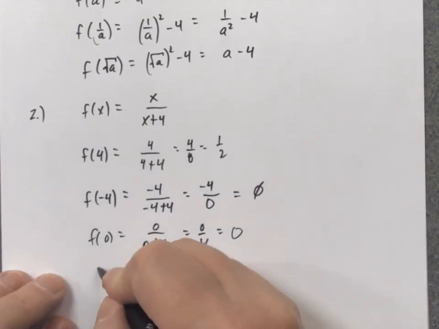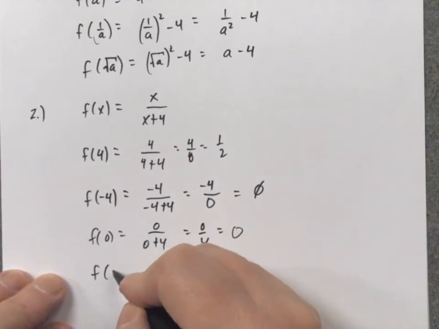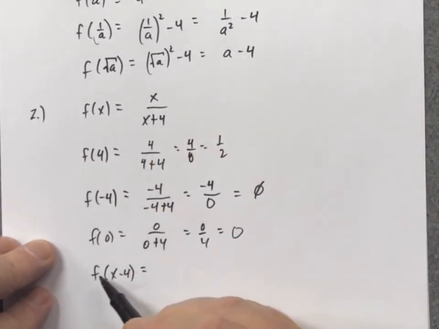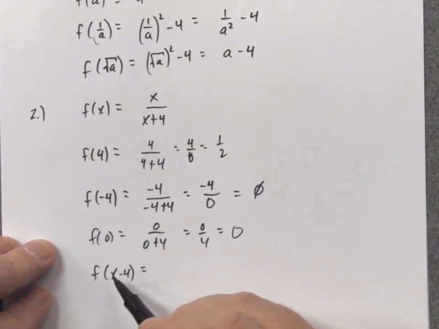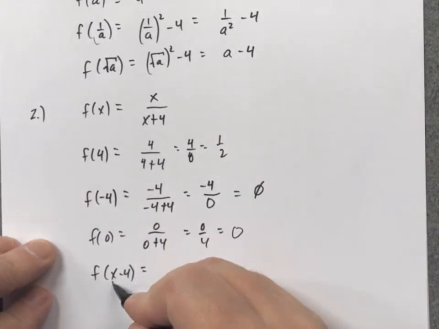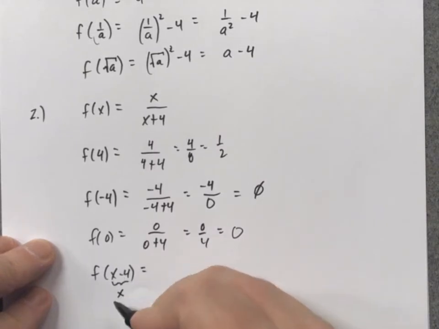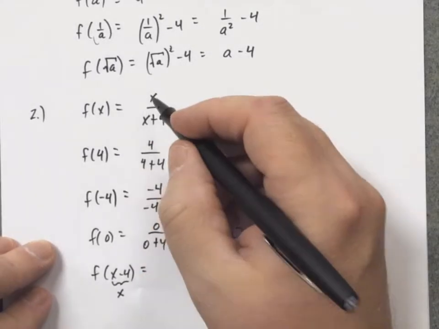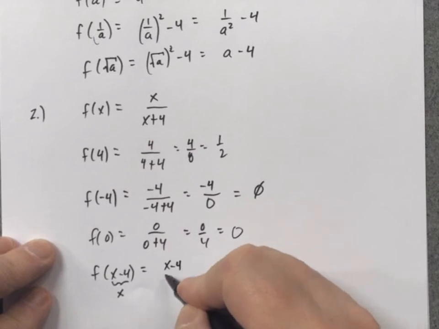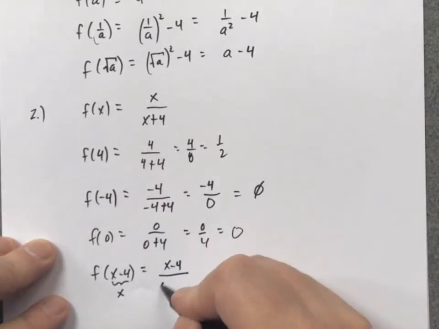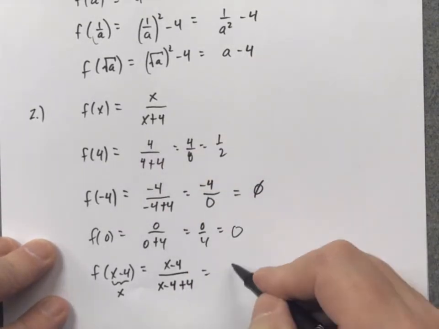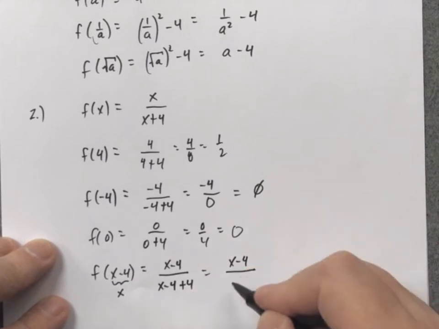And then the last couple, so these are a little different. F of x minus 4, but the principle is still the same. Here's my function f of x. F of x minus 4 says, okay, every place I have an x in my function, you replace it with x minus 4. So I have an x in the top, which becomes x minus 4. I have an x in the bottom, which becomes x minus 4, and then plus 4. So x minus 4 over x.